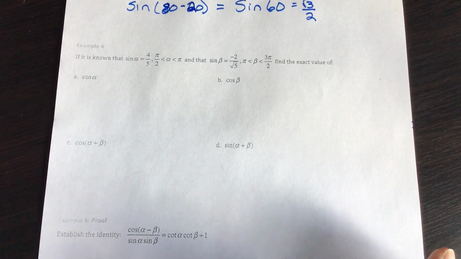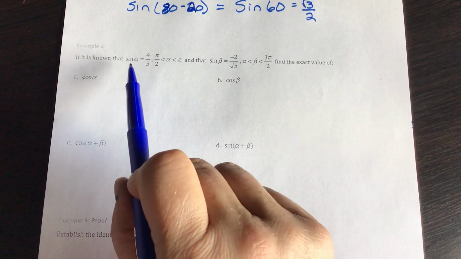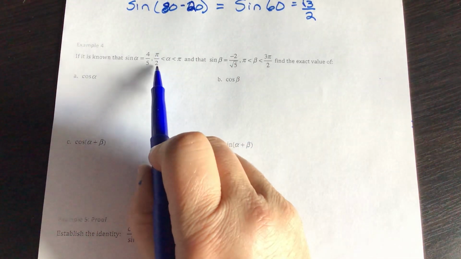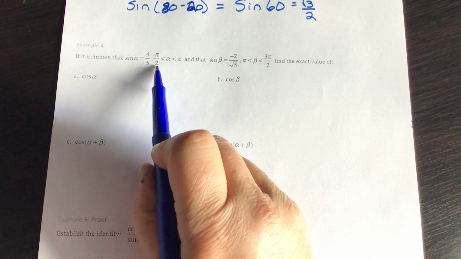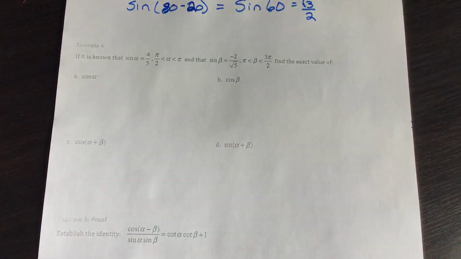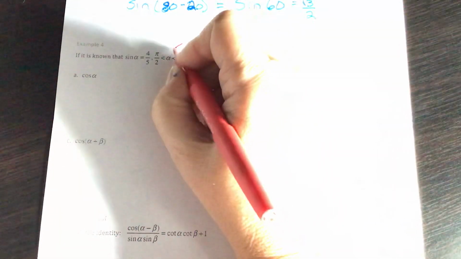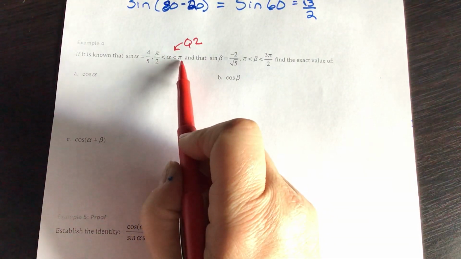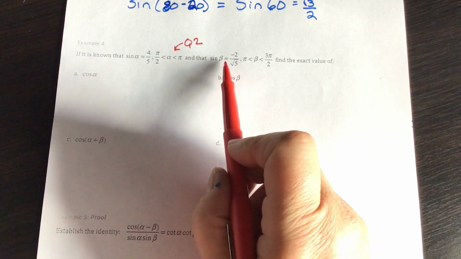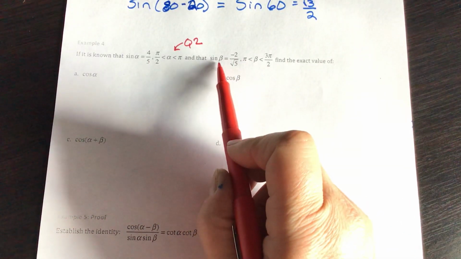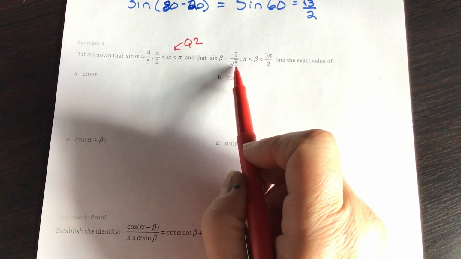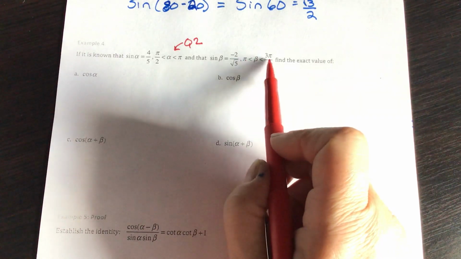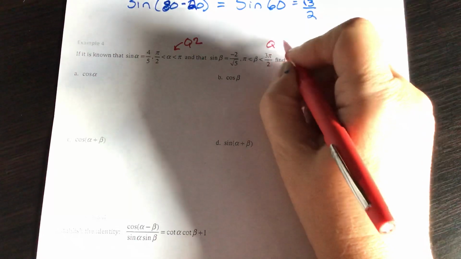Example 4 gets a little more difficult. Here it says we have sine of an angle alpha is 4/5. That angle is in between pi over 2 and pi. So this actually is in quadrant 2. Then we have another angle on another unit circle, and it has a sine of -2 over square root of 5. And this can be found between pi and 3 pi over 2. So this is in quadrant 3.